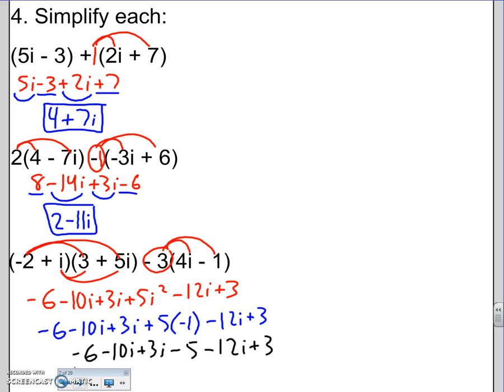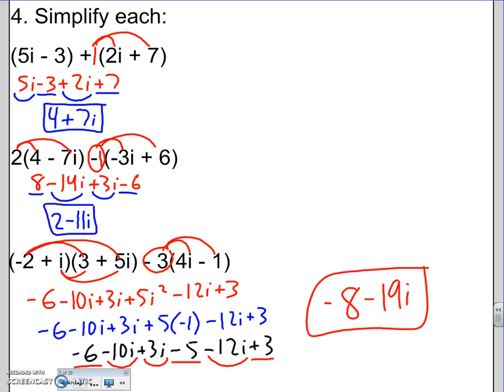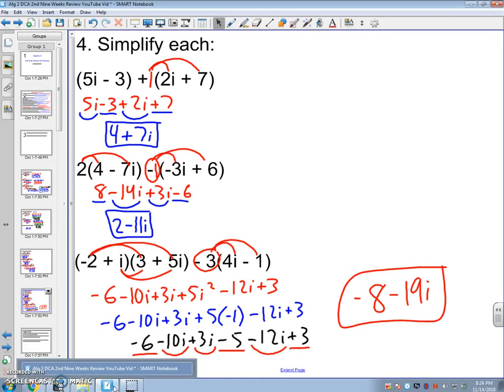Let's see, real part first. -6 minus 5, that is -11. That -11 plus 3 makes it -8. And then the i part, here's -10i plus 3i, that's -7i. -7i minus 12i, -7 minus 12 is -19 with the i. Again, if it is i, you have the luxury of using a calculator.